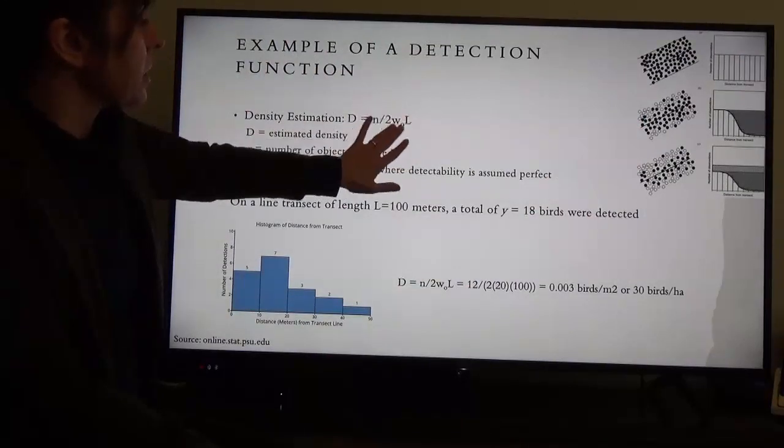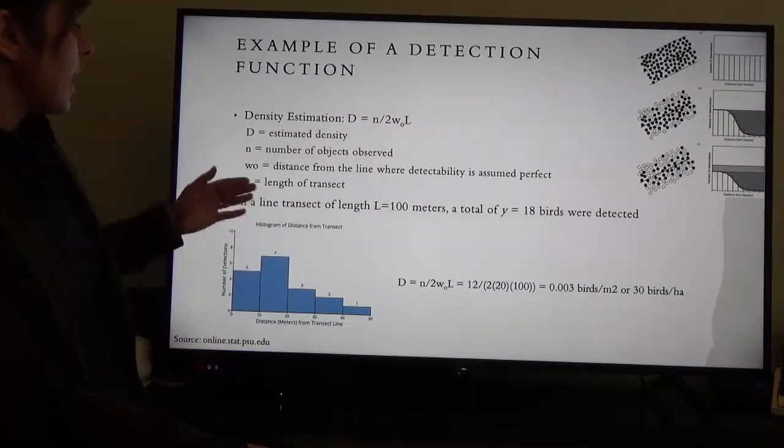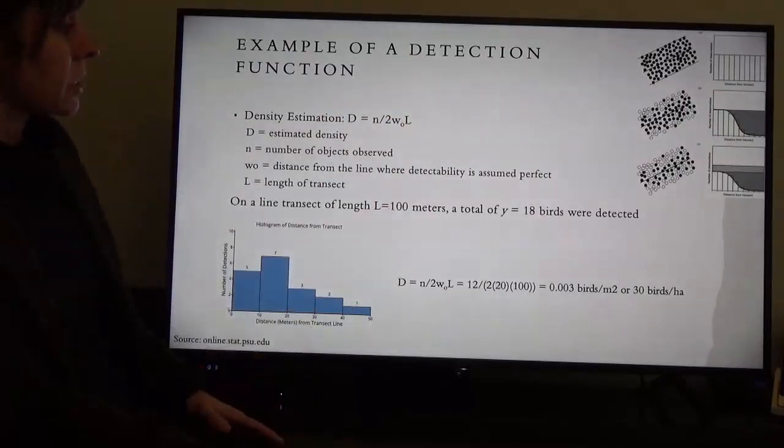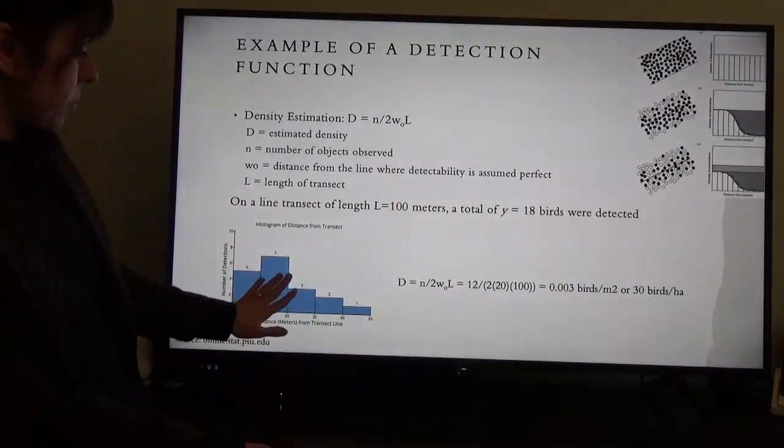2Wo times L, so this gives you the area that you sampled. You have your number of individuals over your area. And so if our line transect for this example was 100 meters, there was a total of 18 birds detected, so we could sum this up.